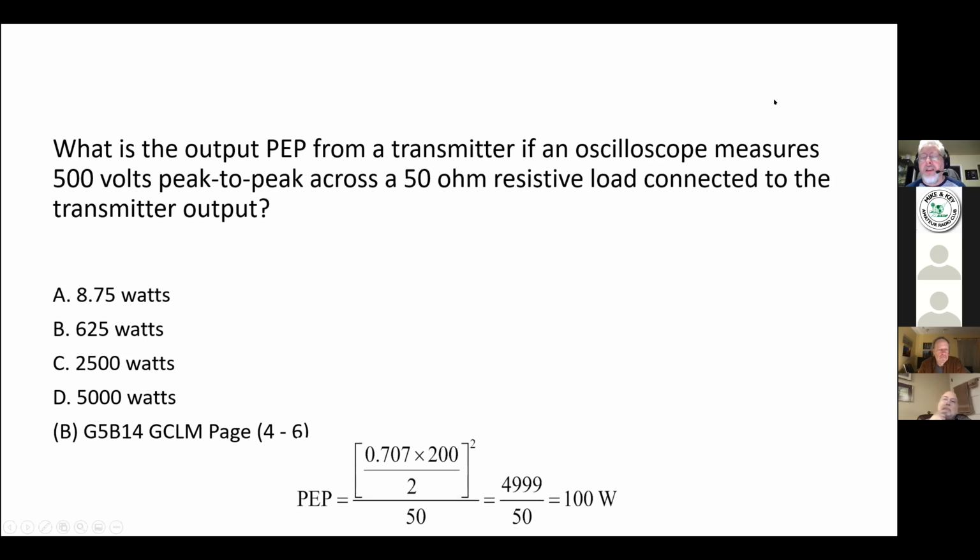The first thing on these peak-to-peak questions, I get the voltage back down to RMS. So I cut it in half, multiply by 0.7, and get the RMS voltage. Then I can put it back in my formulas.